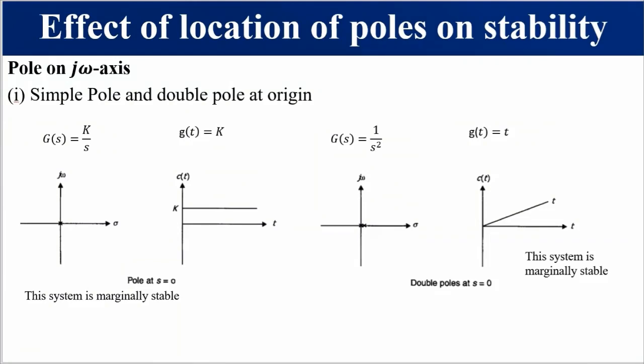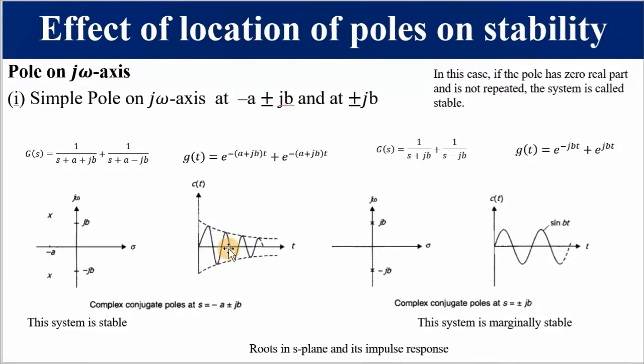It is not tending to 0, but it is also not increasing, hence marginal stability. It is tending to 0 on this, but on this one it is not, it is remaining constant, hence marginal stability. So that is what we mean by that statement.